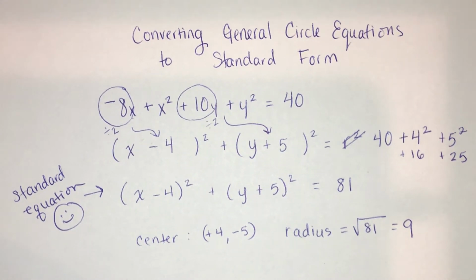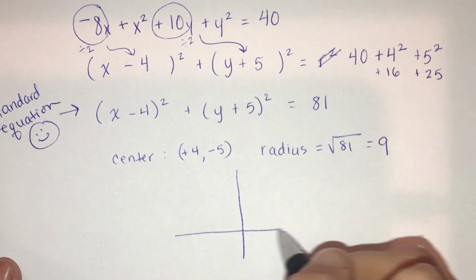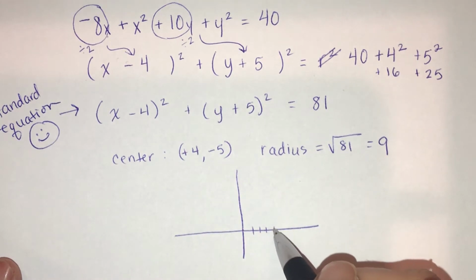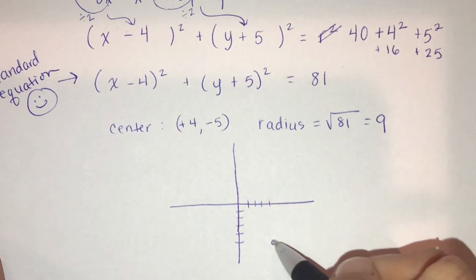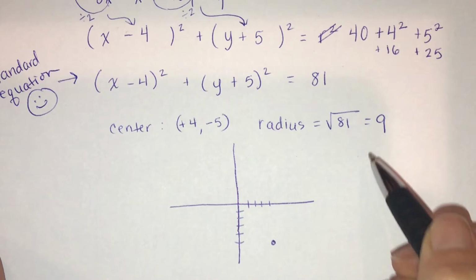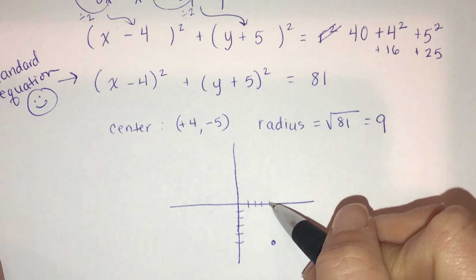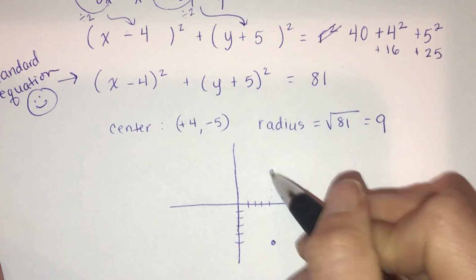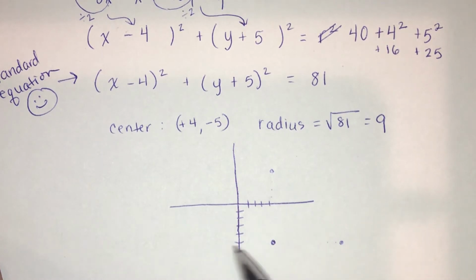So if someone asked me to graph that, I would start with a graph. I can go over 4, down 5, and this would be my center. And then since the radius is 9, I'm just going to go out 9 units in all directions. So if I went up 9, 5, 6, 7, 8, 9. If I went over 9, 1, 2, 3, 4, 5, 6, 7, 8, 9. If I went this way 9, this is already 4, 5, 6, 7, 8, 9. And then I can go down 9, 1, 2, 3, 4, 5, 6, 7, 8, 9.